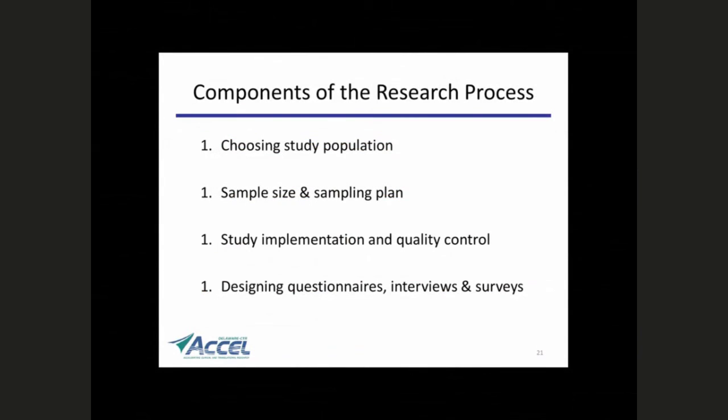Okay, so let's think about the components of the research process. And here there's sort of 4 components. Sorry for the typo, they all say 1. But those components that we talked about from the beginning, really, so now you know what epidemiology is, the foundation of epidemiology, that sort of scientific process. And now we're going to talk about the 4 components of the research process: choosing study population, sample size, study implementation, and designing questionnaires.